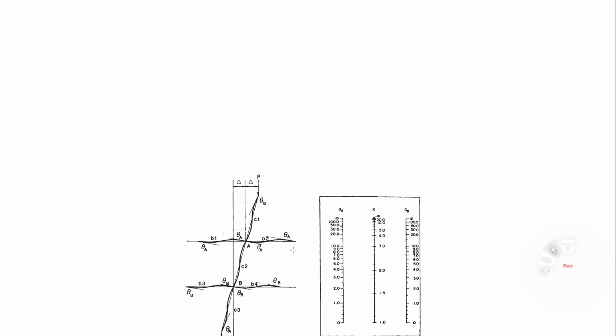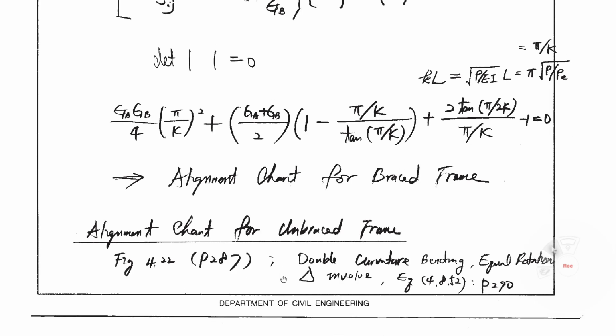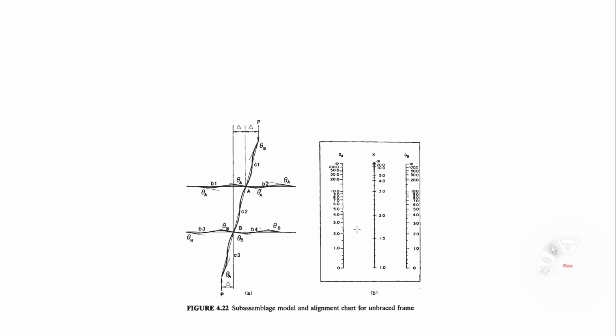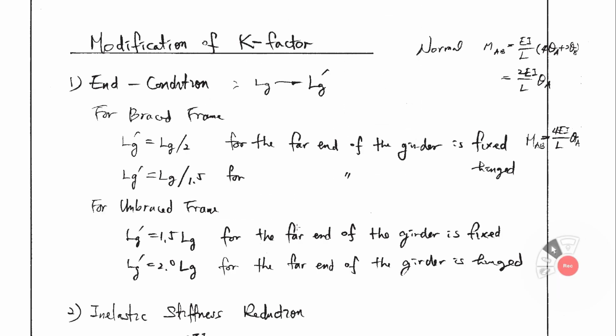From there, you have three equations. Then you can solve. The resulting equation is 4, 8, 52, on your page 290. Okay, I skip the procedure because of time limitation. And look at the modification of K factor. Using the alignment chart, you can get the K factor. But let's look at this one. If the end condition is changed, what happens? If the end condition is changed, the K factor must be changed.